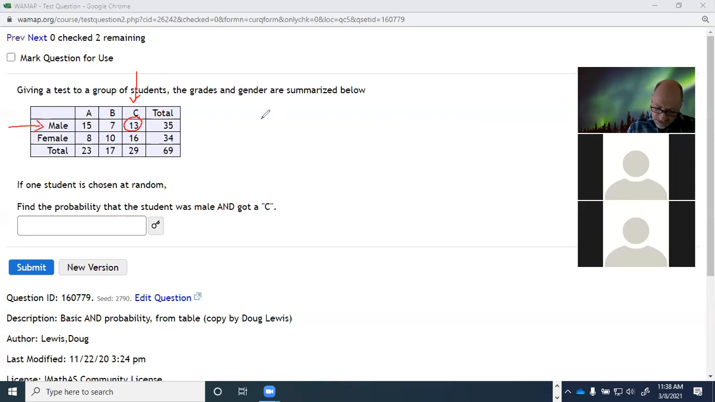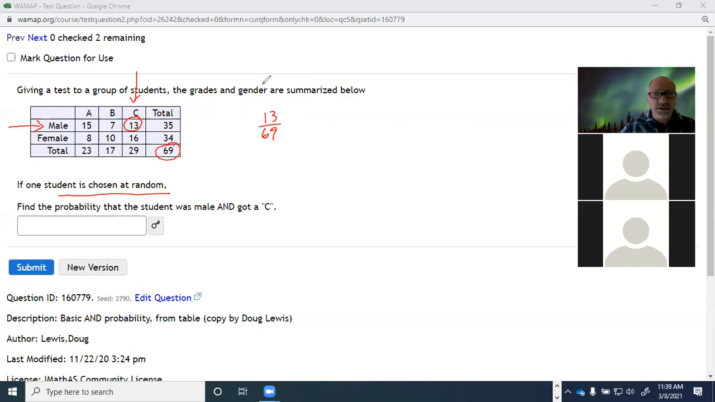So that would just be 13 out of a total of 69, because it said they're chosen at random, and we assume that's out of the whole group. So it's 13 out of 69. Now, that is not reducible, so you can just write 13 out of 69 on that. Okay, let's go ahead and clear that. That would be our answer there, 13 out of 69. And as a decimal, 13 out of 69.